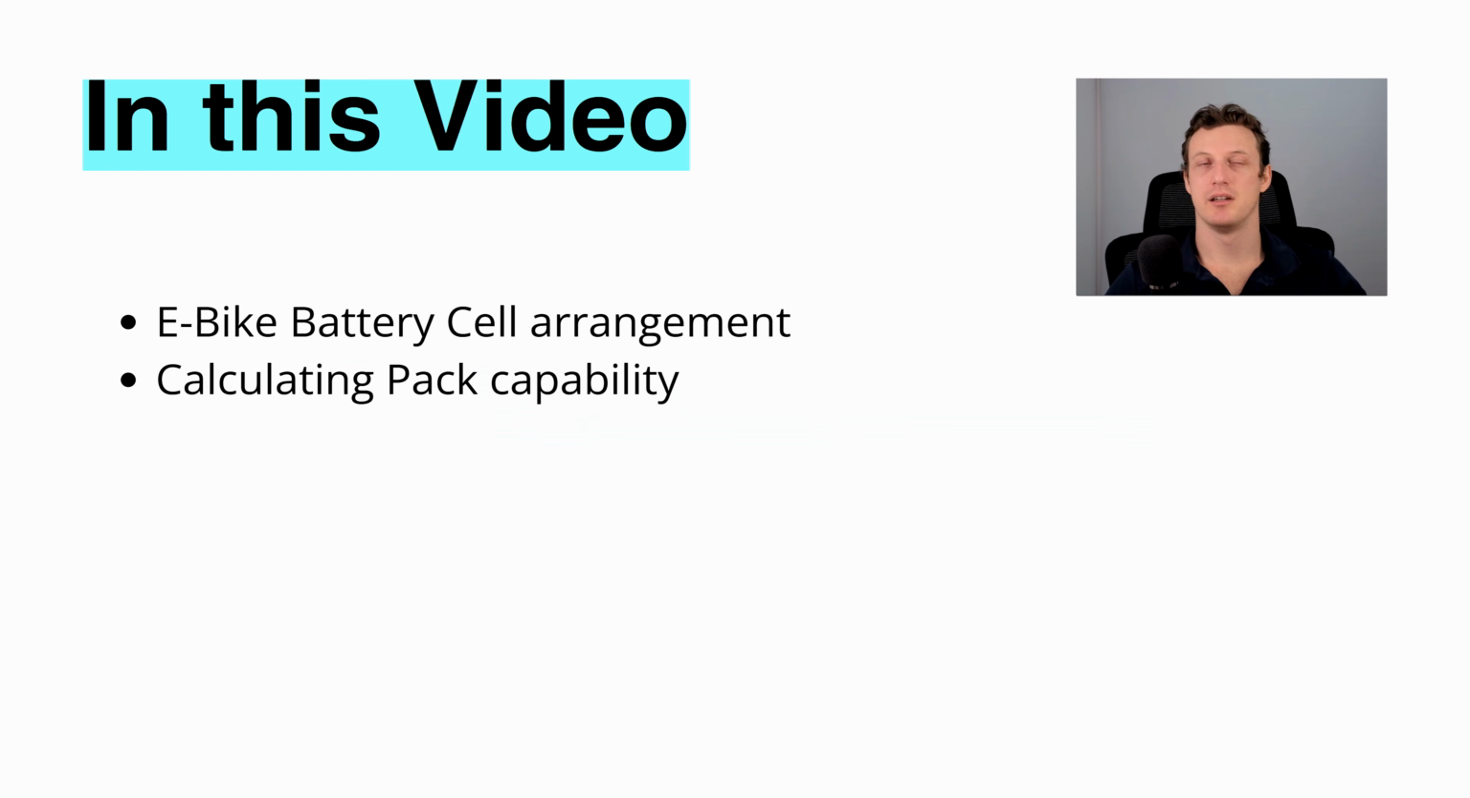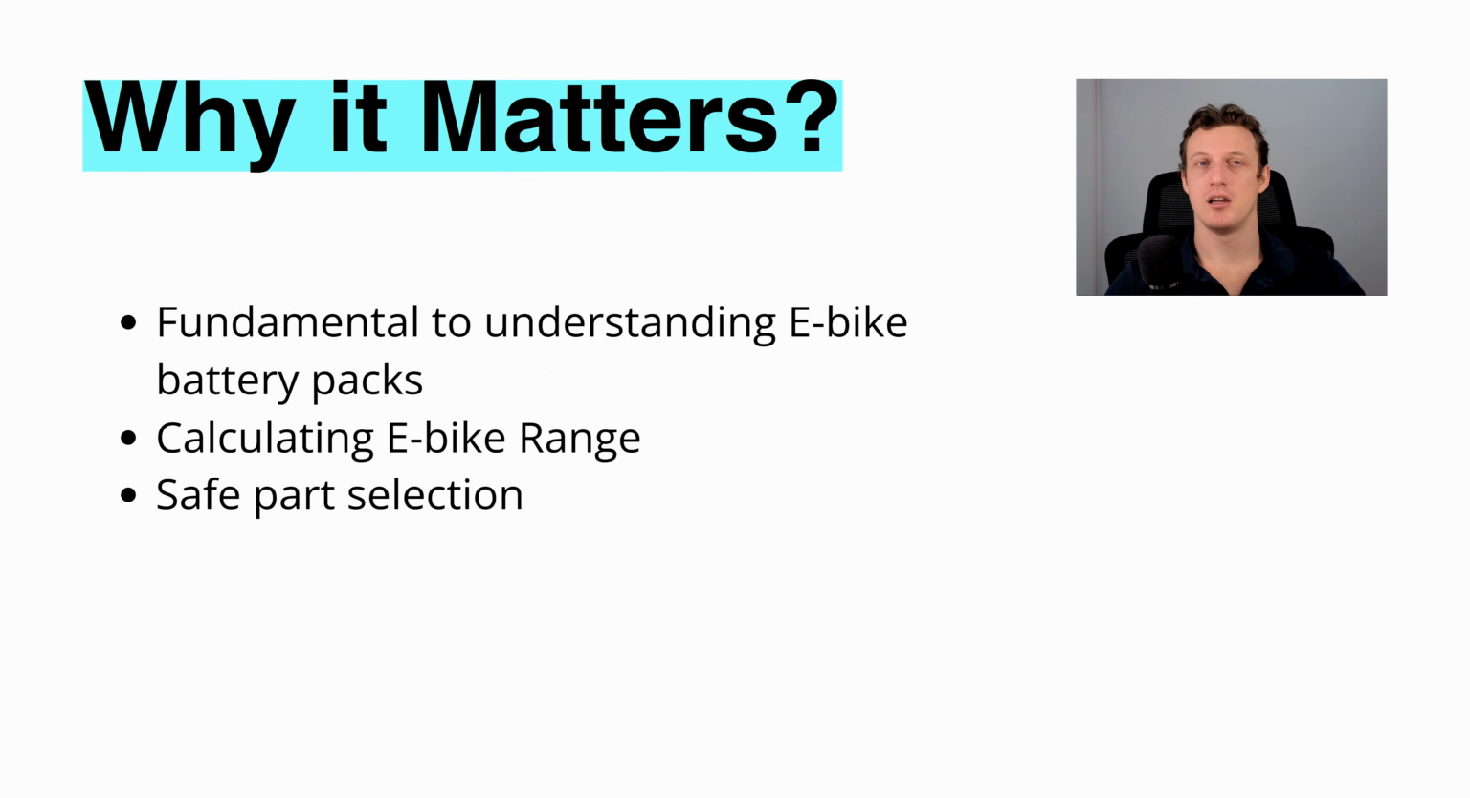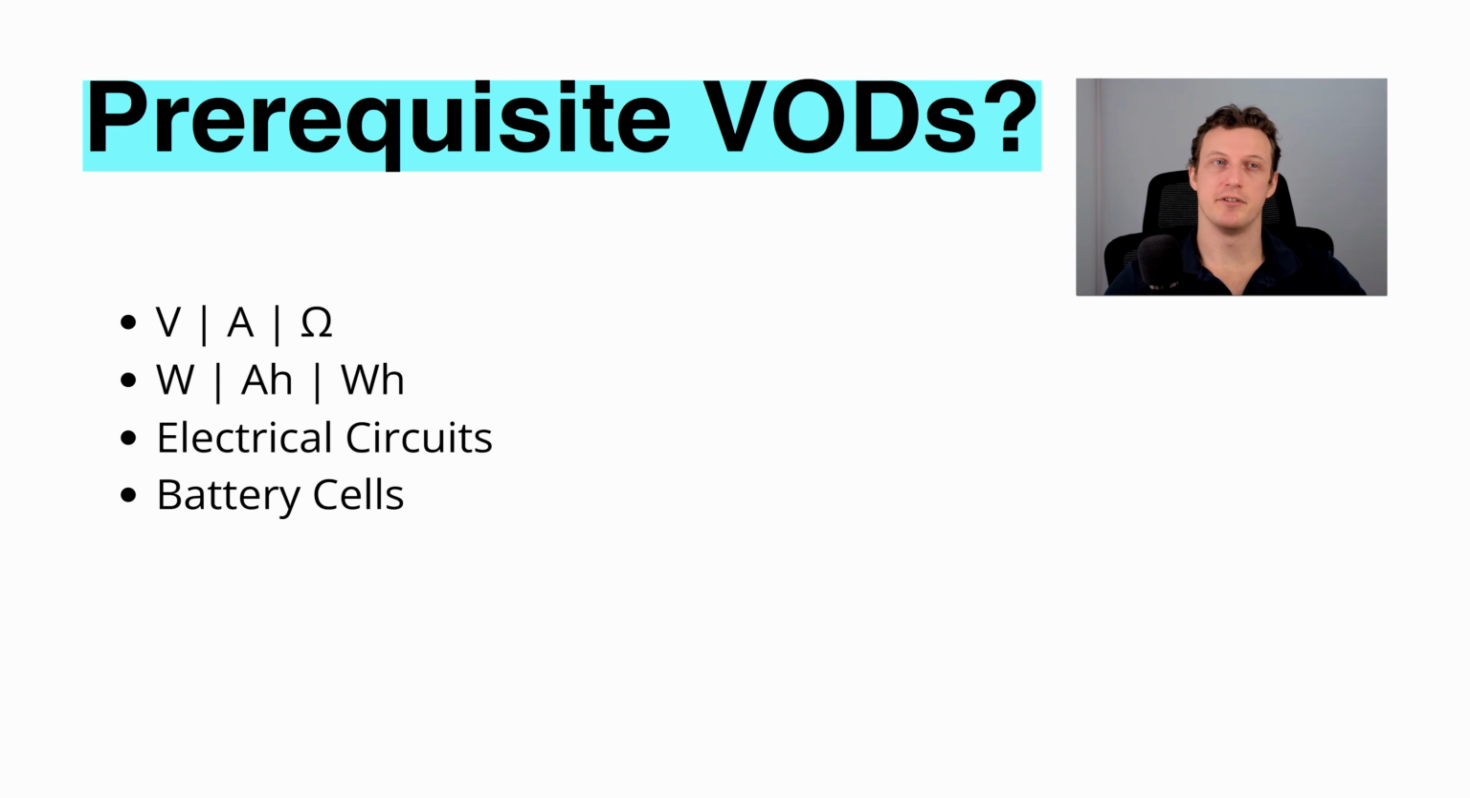Cell arrangement. In this video, we'll be covering e-bike battery cell arrangements and calculating pack capability. Why it matters? Because it's fundamental to understanding e-bike battery packs, calculating e-bike range, and safe part selection. Prerequisite VODs: the one on voltage, current, and resistance; watts, amp hours, and watt hours; electrical circuits; and battery cells.